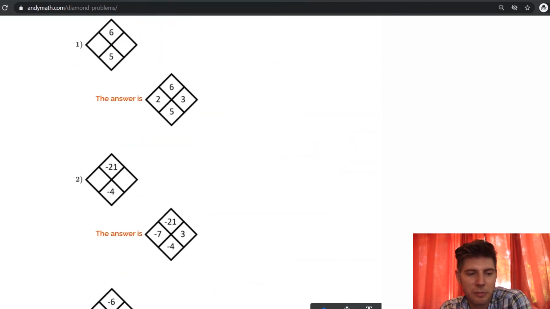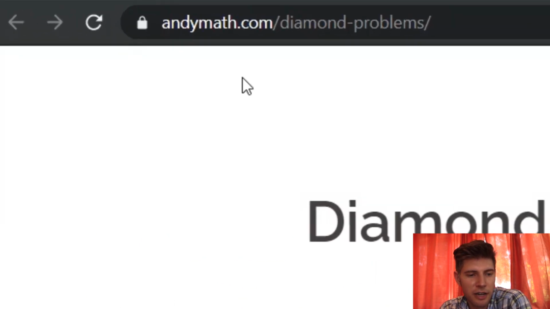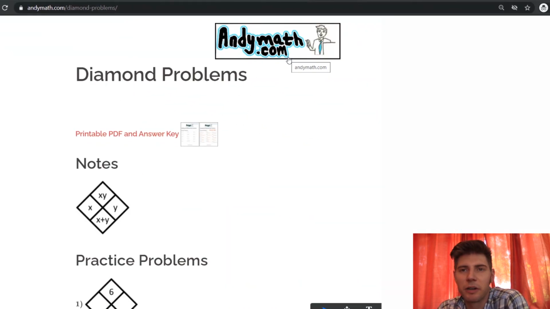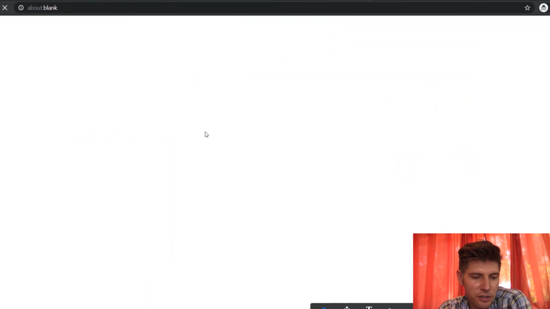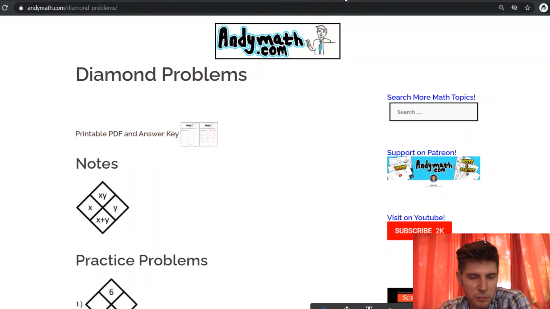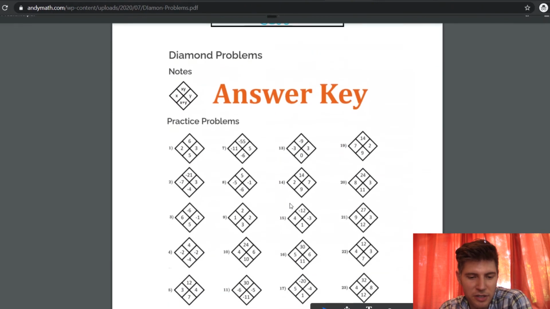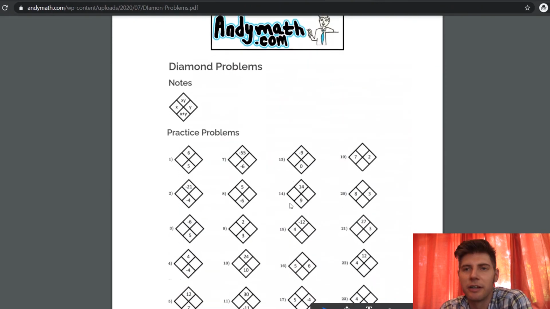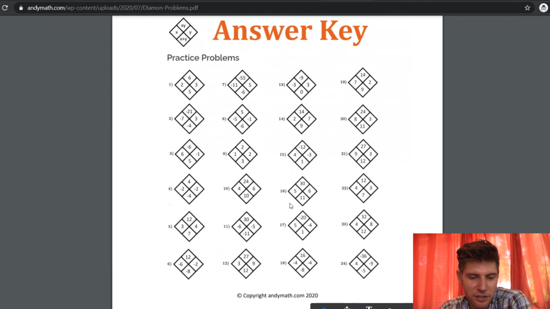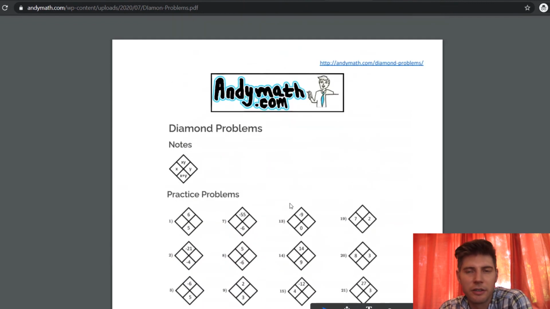If you want to practice them again on your own, there's andymath.com diamond-problems, or you can find them just by going to andymath.com. There's also a PDF on here. So if you just click on this printable PDF link, you can print this out and give it to your students or try it yourself at home. Here's an answer key to make it easy to grade or check your work. I think that'd be pretty awesome if teachers would start using these PDFs in class.